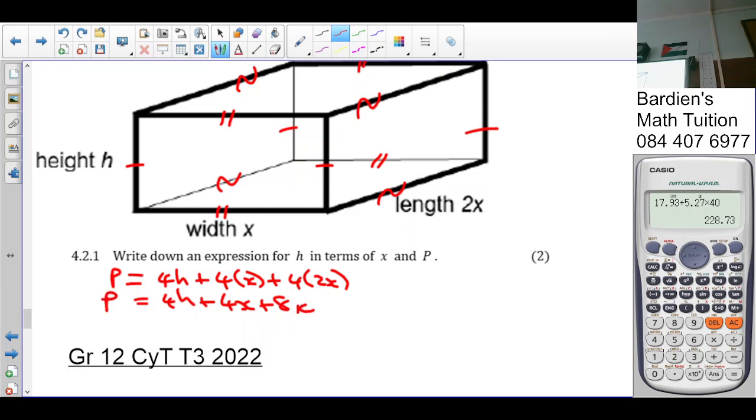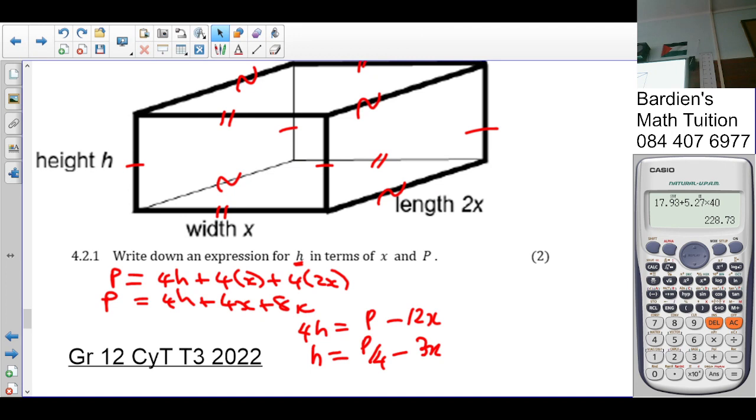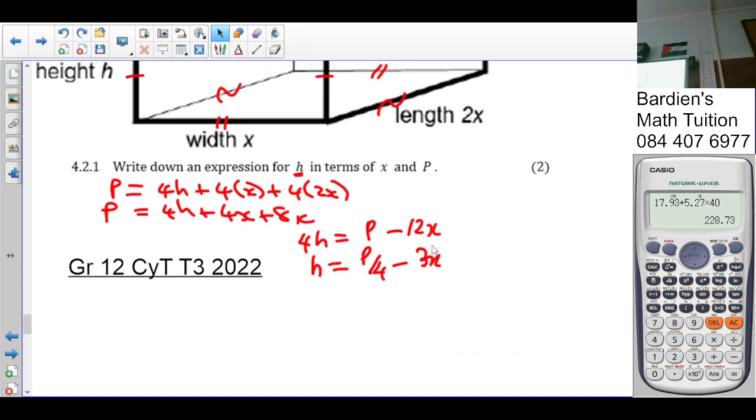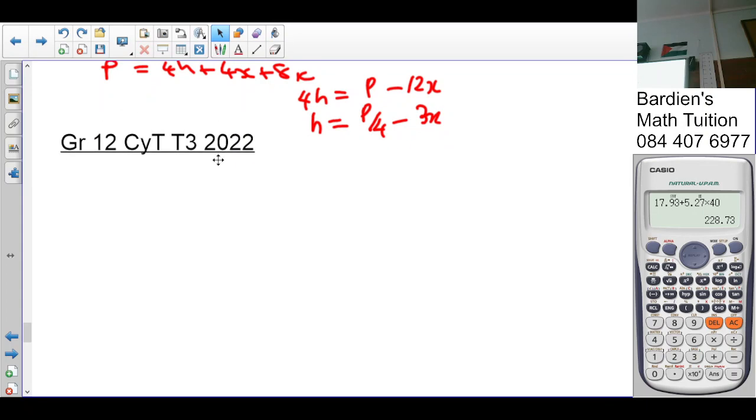They want you to write an expression for h in terms of p. So you must make h the subject of the formula. So take that over. So 4h is equal to p minus 4x minus 8x, which is minus 12x. Not so? So h on its own, I divide by 4, so p over 4 minus 3x will be h. Okay. That was 2 marks.